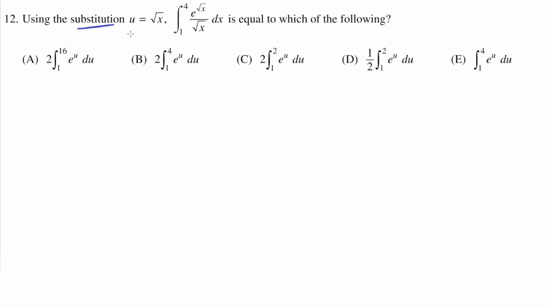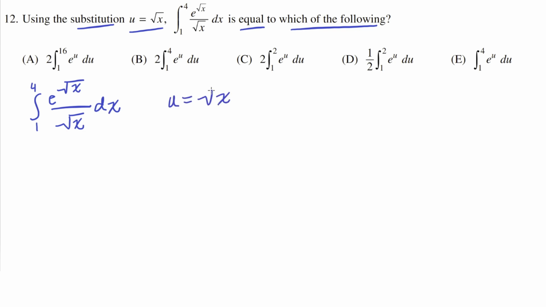Using the substitution u equals the square root of x, this integral is equal to which of the following? So we have this integral from 1 to 4 of e raised to the square root of x over the square root of x dx. And they want us to make a substitution, u equals the square root of x, to simplify this integral. So u equals the square root of x.